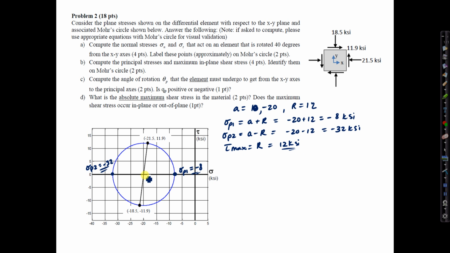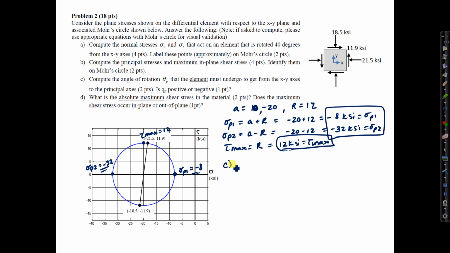I'll label that on the circle. Come right up here. Tau max equals 12. Okay, I want to make sure I circle those answers and make them nice and visible. Okay, I did everything in part B.